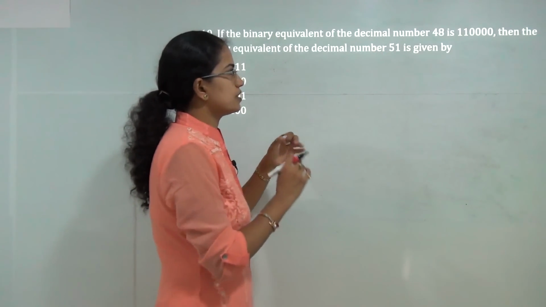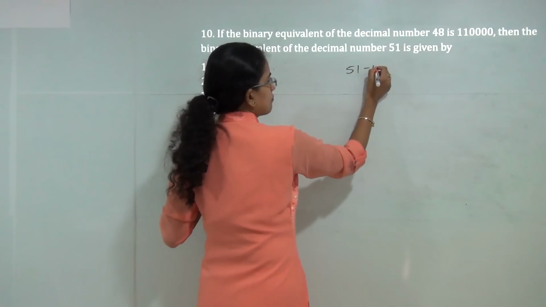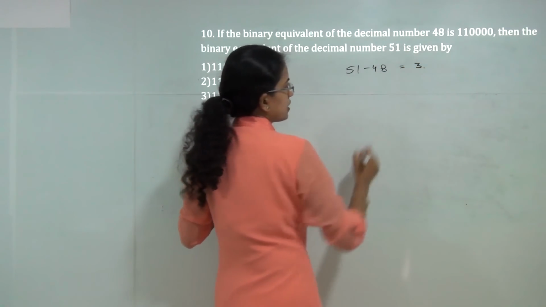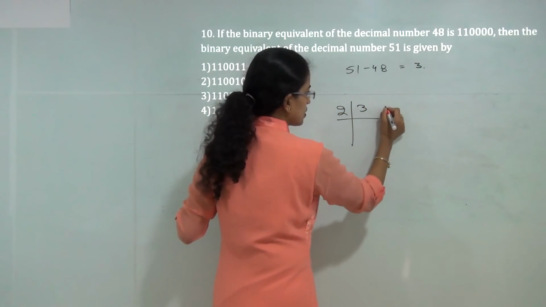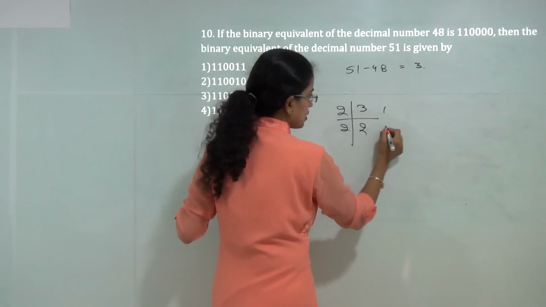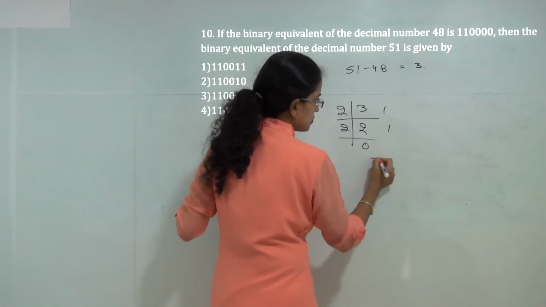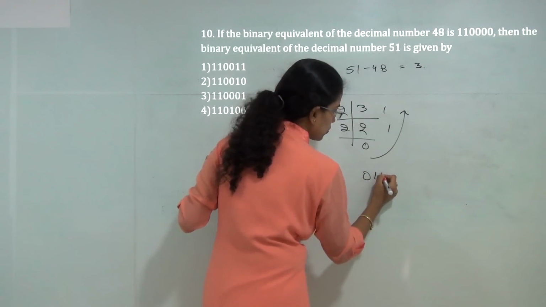So what we will do, the difference between 51 and 48 is 3. So we will find the binary for 3. So the binary for 3 would be 1, 1 and 0. So we will go this way, so it would be 0, 1, 1.